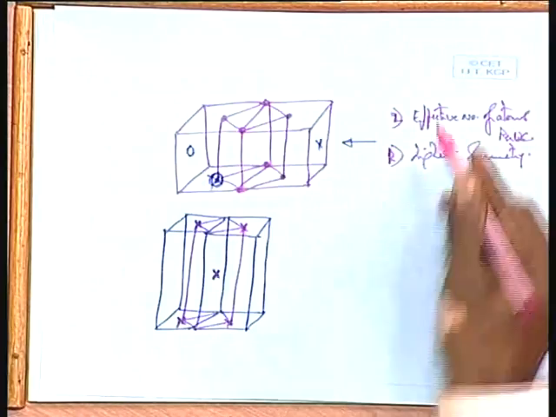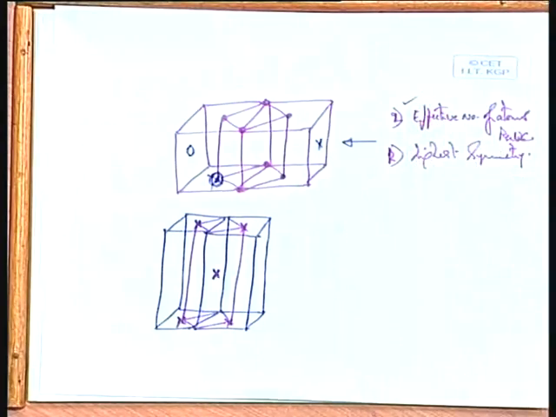So, using this approach, in principle we should choose the body centered tetragonal and not the face centered tetragonal. Like this, in principle all of them can be thought of.